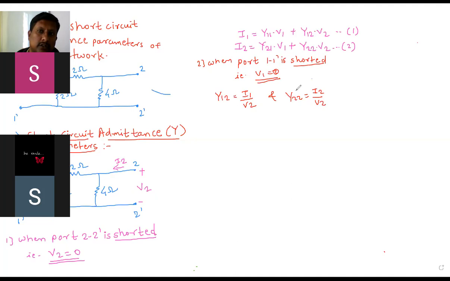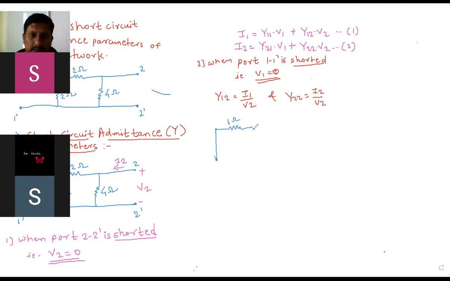So again here you can first find out Y22, because the variables are of the same port. If you are finding out Z equivalent 2 from the second port, you can easily find out that parameter. Y12 is somewhat lengthy and difficult. Okay, so we can start now. According to the new condition, that is V1 equal to 0, we are going to short the first port 1 dash.